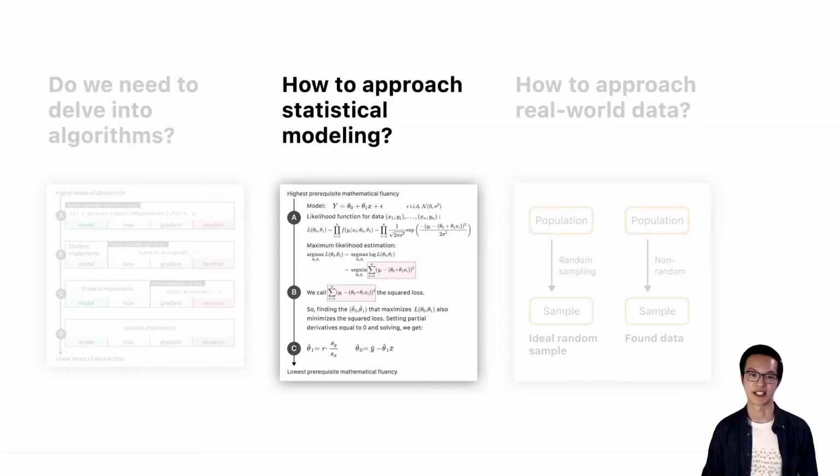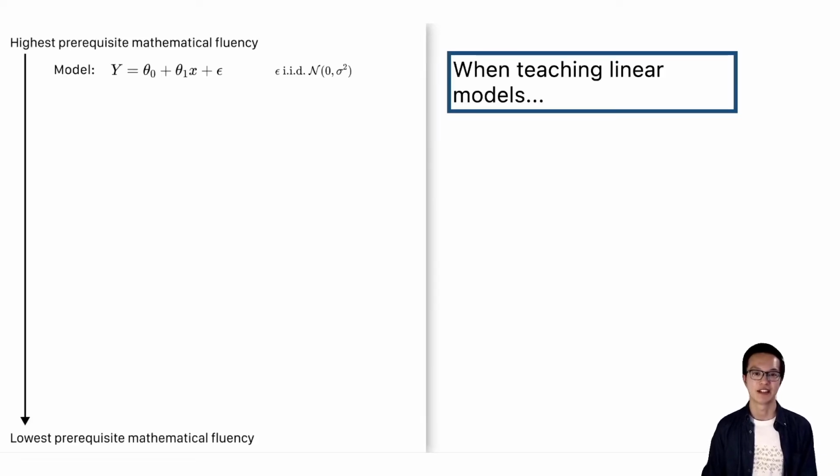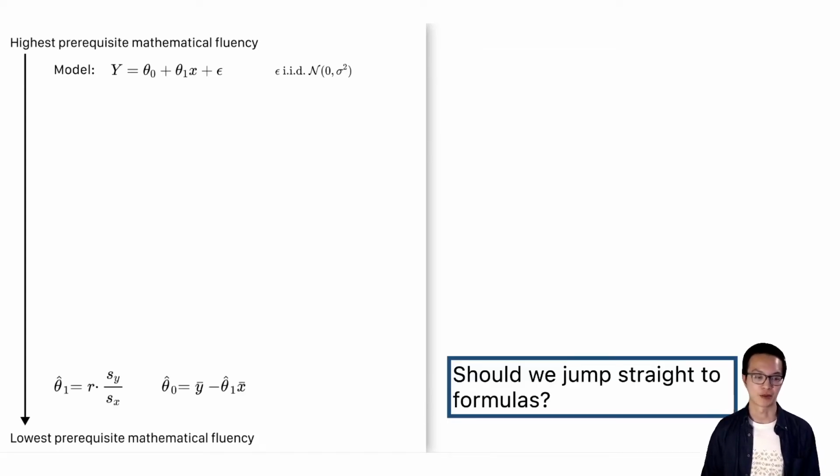In the second case study, we discussed how to approach statistical modeling. Models are widely used in data science. For instance, we could fit a linear model to predict a person's shoe size given their height. When teaching models like these, we have, again, several options of teaching approaches. For instance, when we teach linear models, we could start by jumping straight to the formulas for the model parameters.